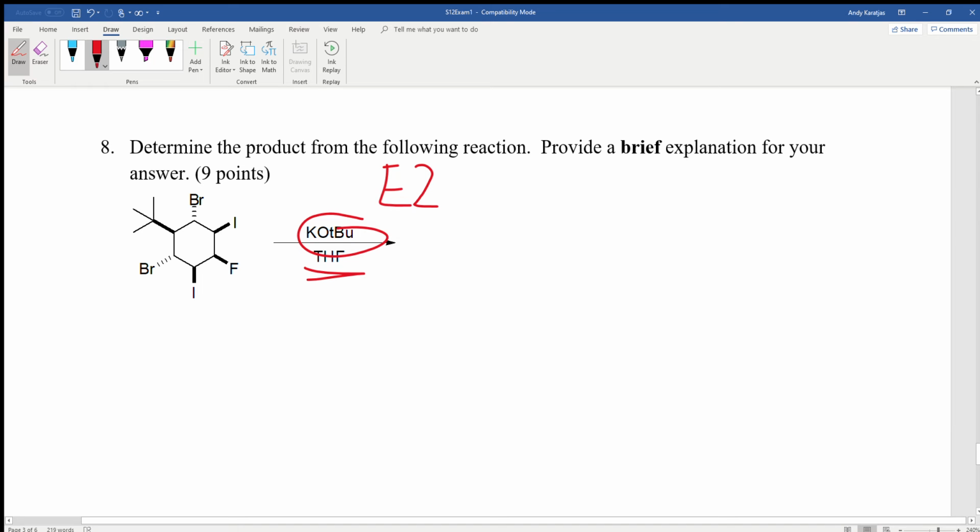And so normally in a situation like this, we would start by looking at our best leaving group, which are the iodines. However, you may recall that when we were in a cyclohexane ring, it's not always that simple or straightforward, because our leaving group and our hydrogen that we're removing have to be anti-periplanar to each other. So before we can determine what the product for this reaction is, we need to redraw this structure in its chair conformation.